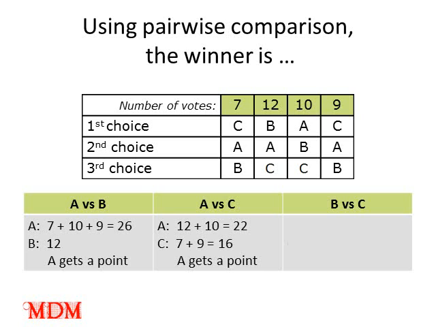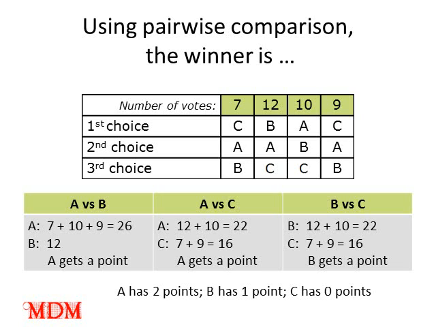Let's check B versus C. B is ahead of C on these ballots, so there are 12 of those. B is ahead of C on this ballot, or 10 of those, for a total of 22. C is ahead of B on the other 2 ballots, so we have 7 plus 9, or 16. In this case, B gets a point. So, A has 2 points, B has 1 point, C has 0 points. That means that A is the winner using pairwise comparison.